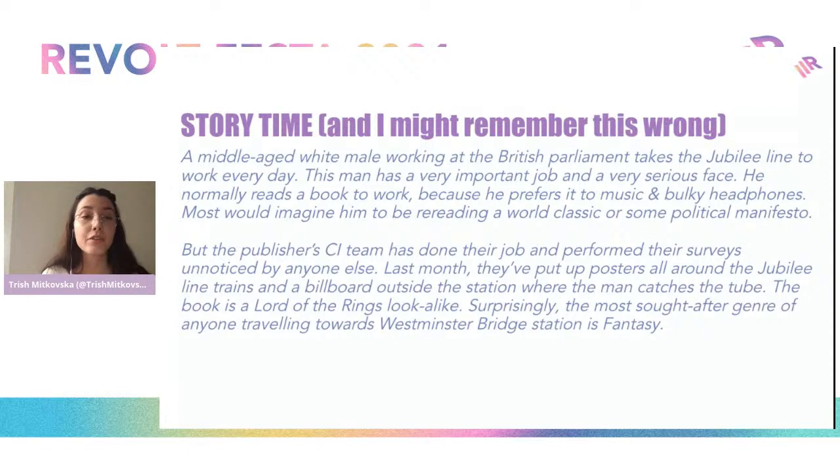But the publisher's consumer insight team has done their job and performed their surveys unnoticed by anyone else. Last month, they've put up posters all around the Jubilee line trains and a billboard outside the station where the man catches the tube. The book is a Lord of the Rings look-alike. Surprisingly, the most sought-after genre of anyone traveling towards Westminster Bridge station is fantasy.